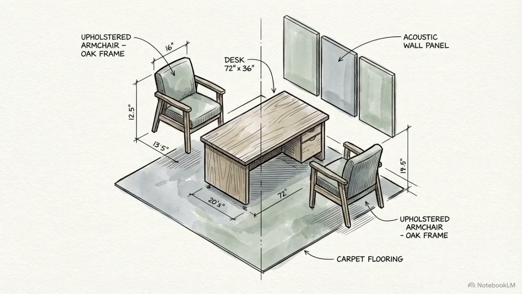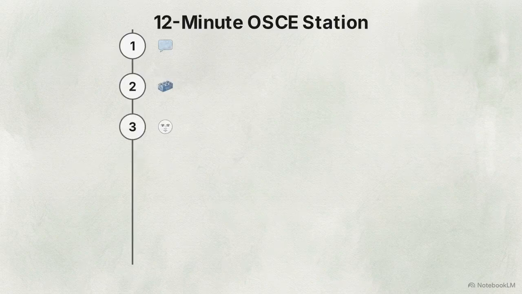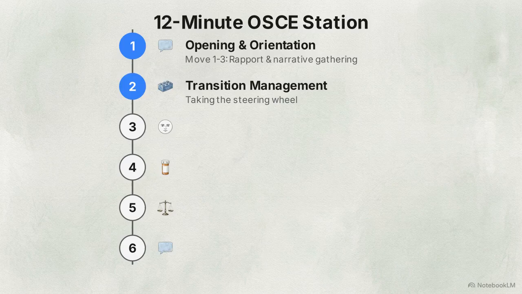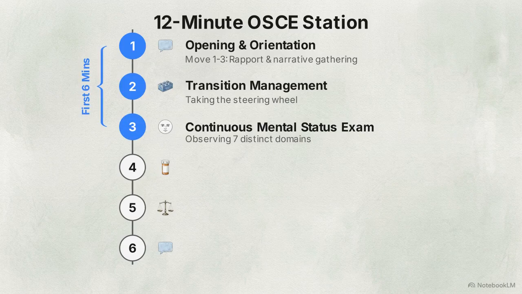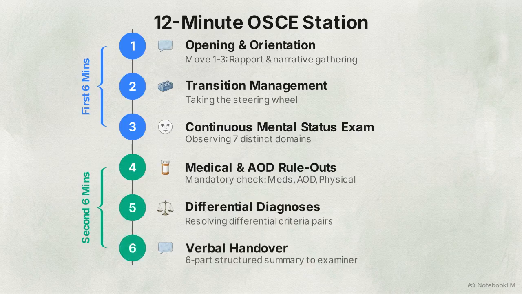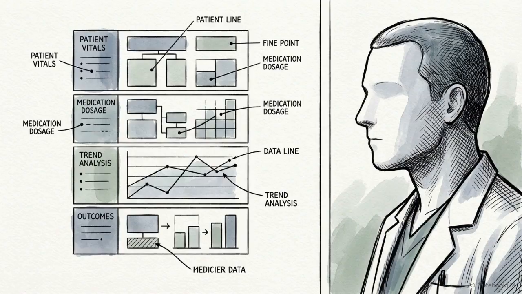A successful interview requires a strict underlying architecture to prevent the clinical conversation from becoming disorganized. To navigate the time pressure, we map the 12-minute station into a timeline of 6 distinct modules. The first minutes cover the opening, transition management, and the continuous mental status exam. The second half handles medical rule-outs, differential diagnoses, and the final verbal handover. Delegating the data collection requirements to this fixed structural logic preserves the mental bandwidth you need for genuine empathetic engagement.